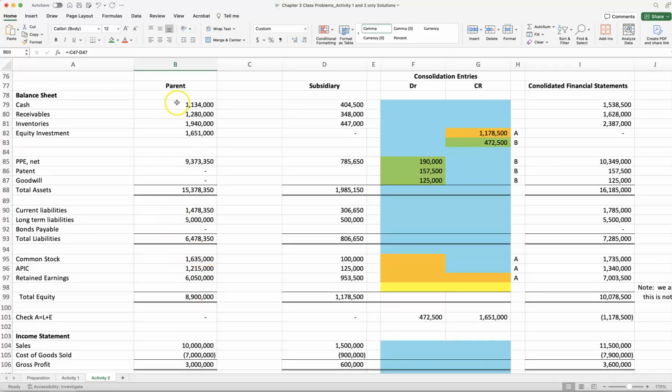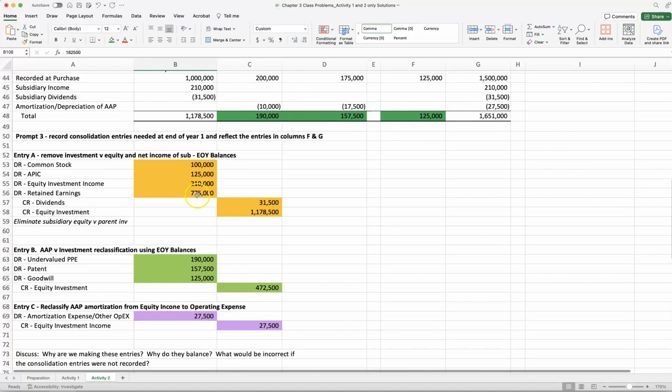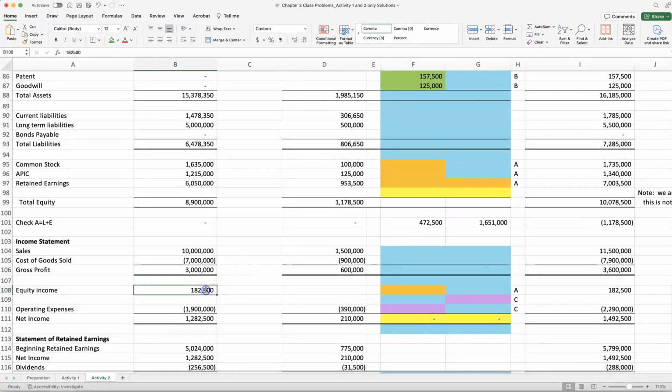As a reminder, when we start, this is the parent company at the end of the year, so it includes all of their purchase entries, including their current year earnings. And notice on the income statement, it's got equity income of $182,500. Those are the entries we made above. So where did we make them? Well, we did $210,000 in income. I'll just do a little sheet for you right here. We did amortization and depreciation of our PP&E and our patent of $27,500. Remember, that was negative. And the difference between those two, the $182,500, is equal to what you see on the financial statements.